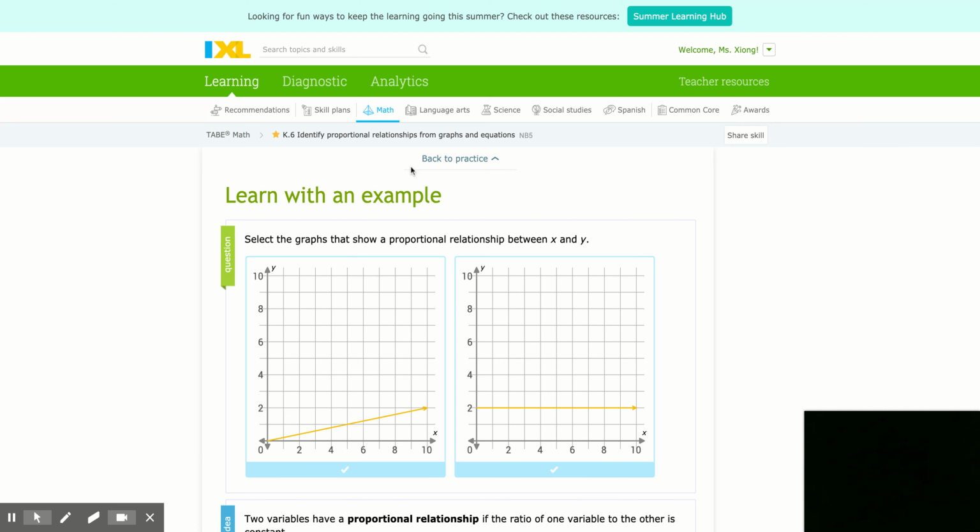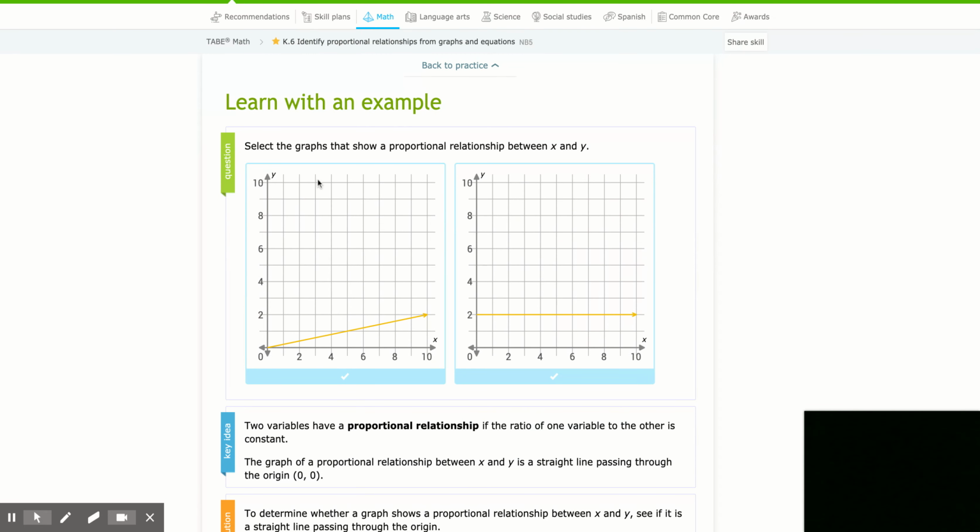All right, for the next skill here, it says that they want us to identify the proportional relationships from graphs and equations. So we're looking at these two graphs, all right? We have to select the graphs that show a proportional relationship between x and y. So basically, whenever x goes to the right, y goes up.